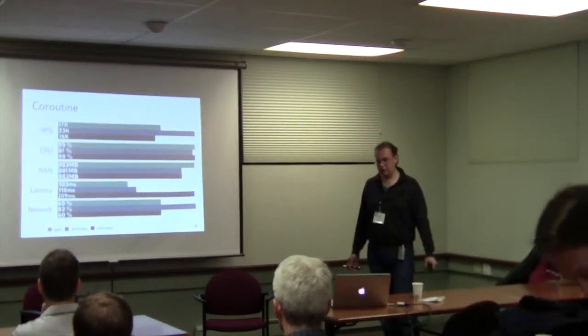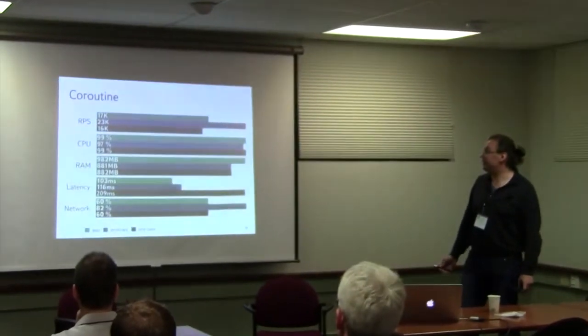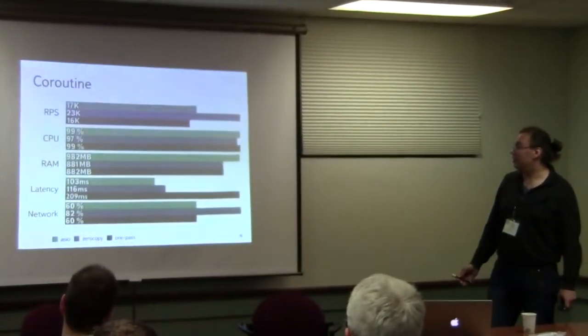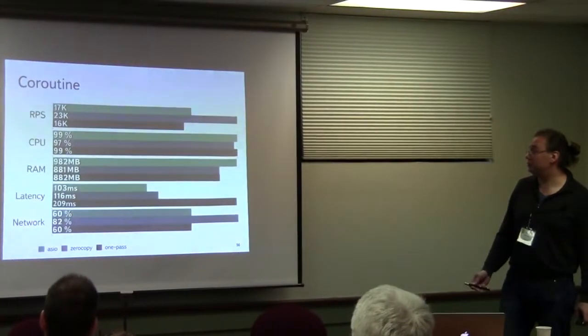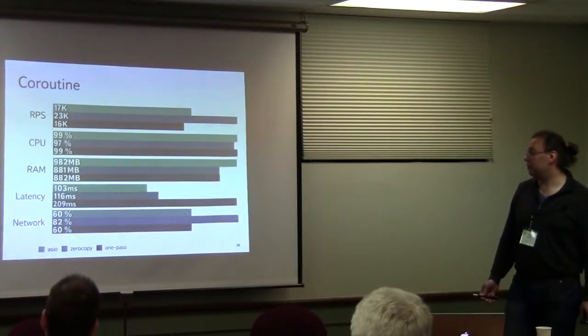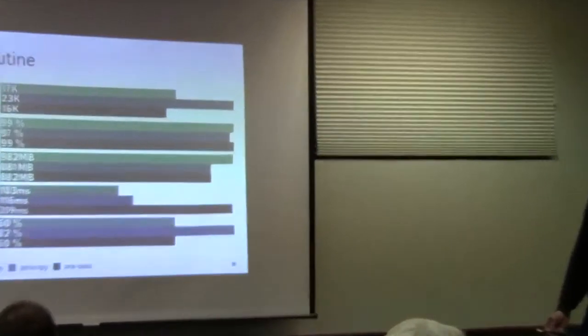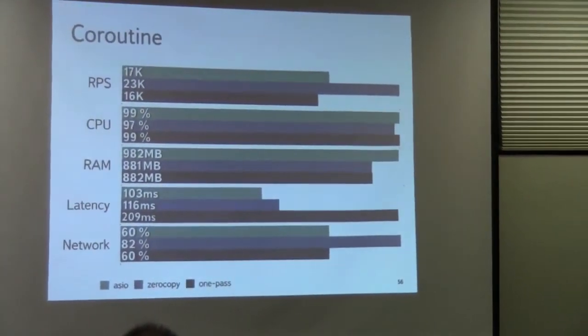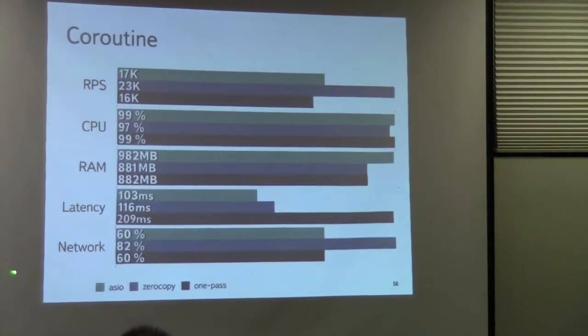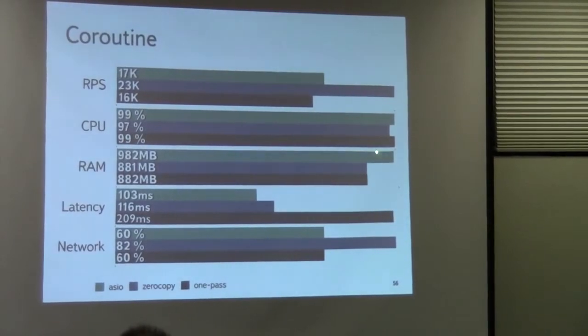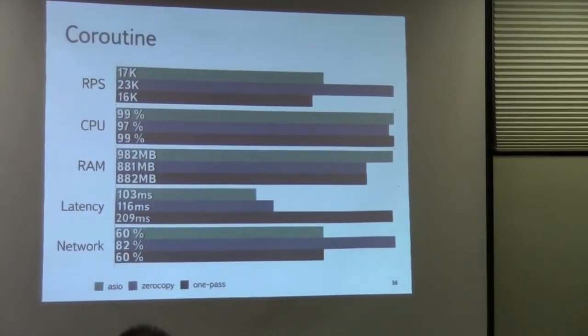Okay. This is a coroutine, and here we have 3 cases instead of 2. The first is the Asio buffer, the zero copy buffer with read iterator, and one pass is the Asio buffer with read iterator. So they have a good advantage with zero copy. Here we utilize CPU in every case. Here we hit the limit of CPU in every case, I think.